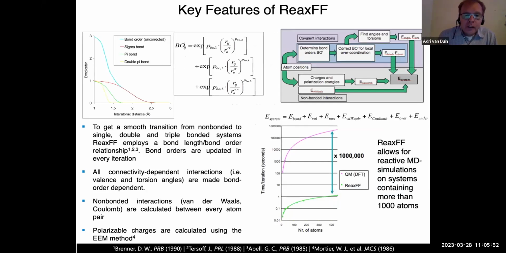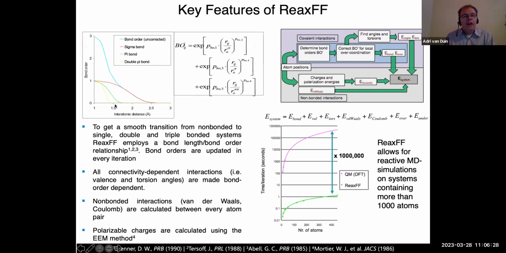ReaxFF is like the Brenner and Tersoff potentials, essentially a so-called bond order based potential, and so they assume that there is a continuous relationship between bond order and bond distance. This is an empirical relationship, and in ReaxFF this is pretty much the equation that we use. You see there's a couple of parameters in there. There's also the interatomic distance Rij, and what this equation simply does is it converts interatomic distance Rij to bond orders. In the top left here we have the example for carbon.